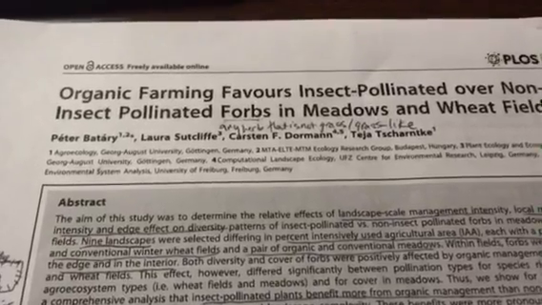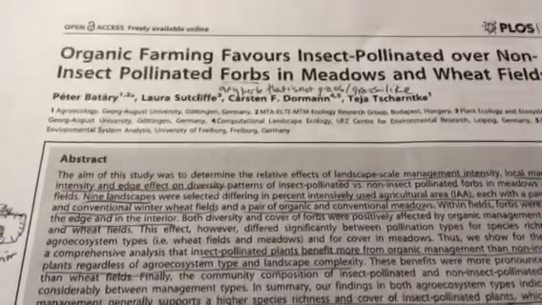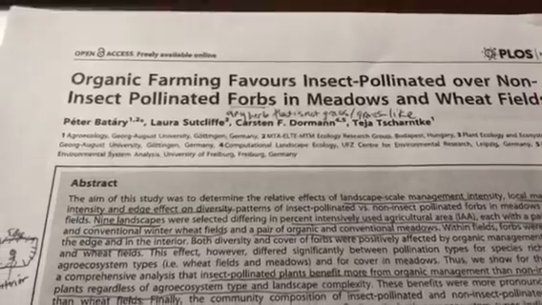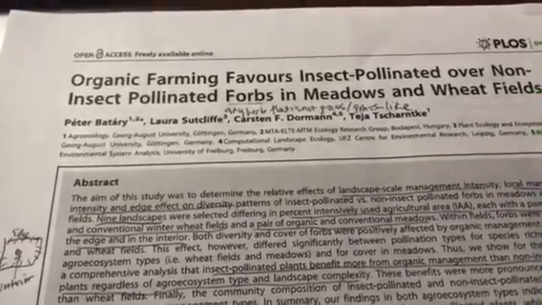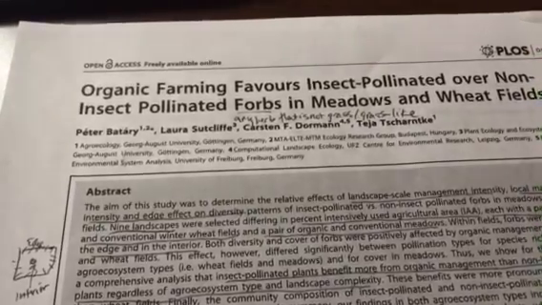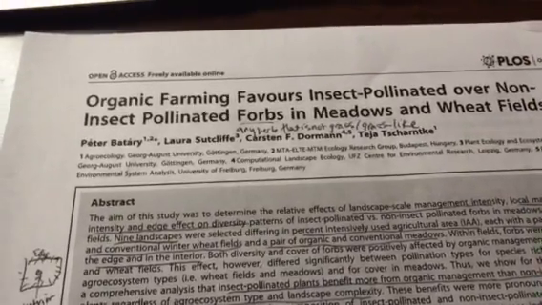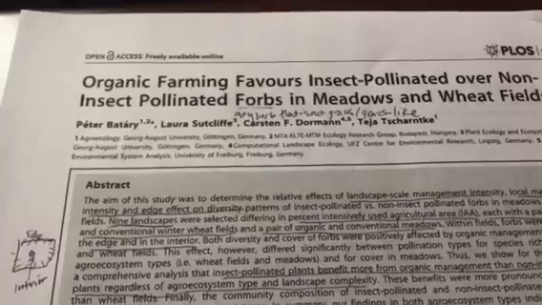So I wanted to talk through some strategies on how to read a research article. I picked a particular article that I thought would be of interest. It's specifically Organic Farming Favors Insect Pollinated over Non-Insect Pollinated Forbs in Meadows and Wheat Fields.